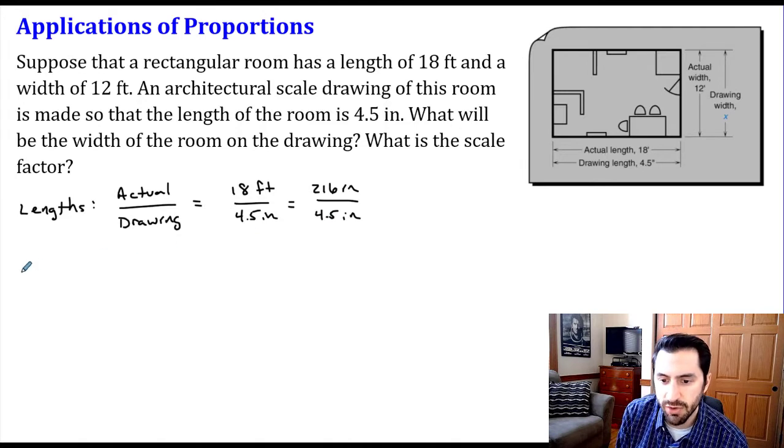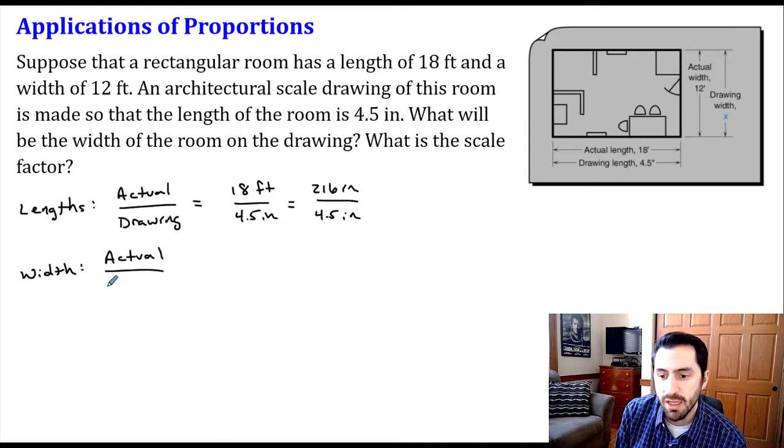Let's do the same thing for the width. So we're going to set up another ratio. And now, because I started off my first ratio with actual over drawing length, I want to do the same thing for the width. So that's one important thing to note about proportions when we're applying it, is there are multiple ways that we can set these up. We just want to make sure that we're being consistent.